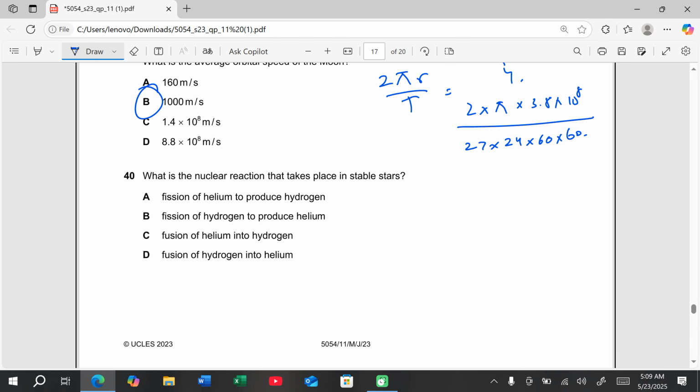What is the nuclear reaction that takes place in a stable star? In a stable star, it's never fission. So A and B are wrong. Fusion of helium into hydrogen, that's wrong, that's opposite. Fusion of hydrogen into helium. Yes, D is the right answer.